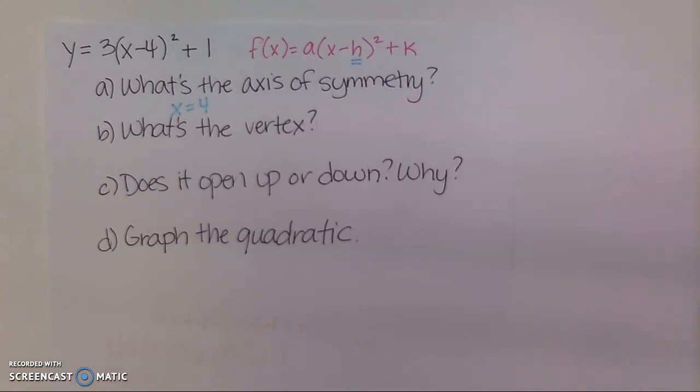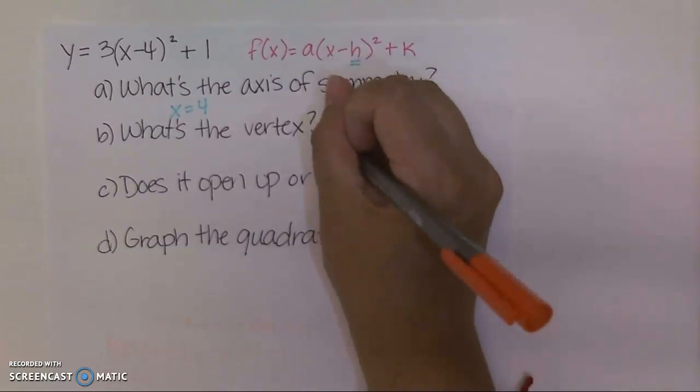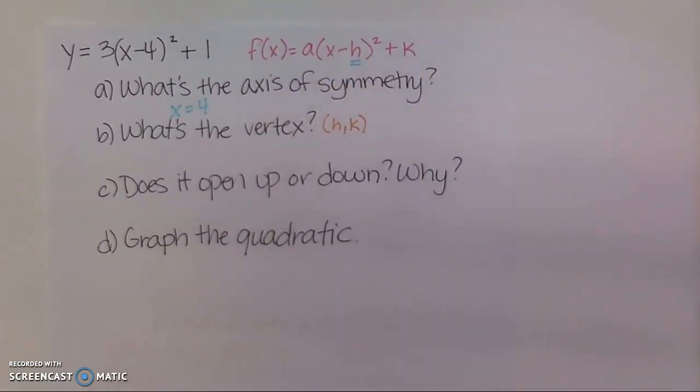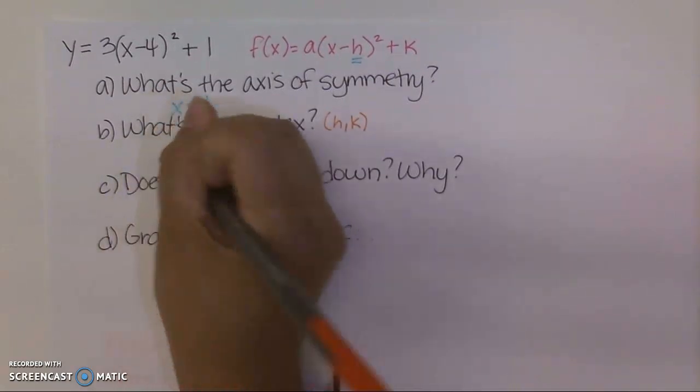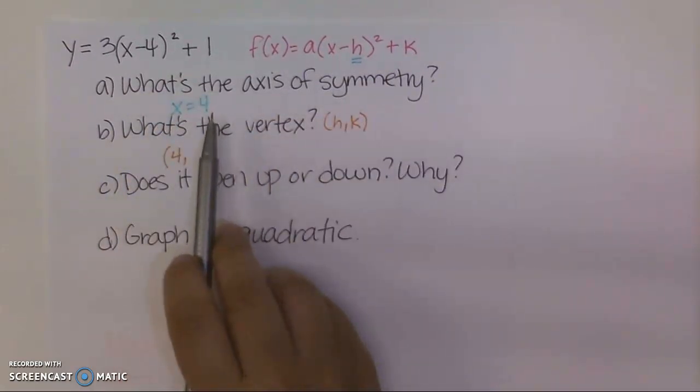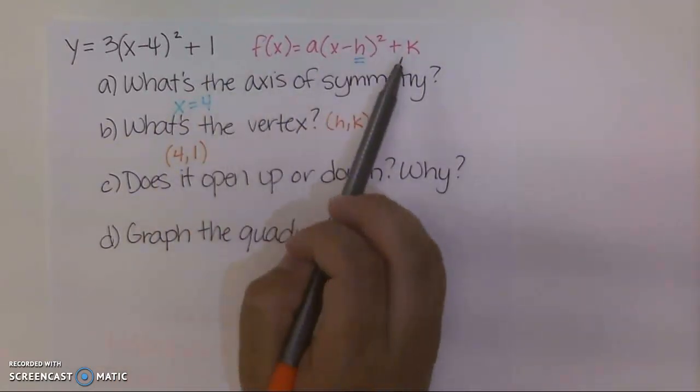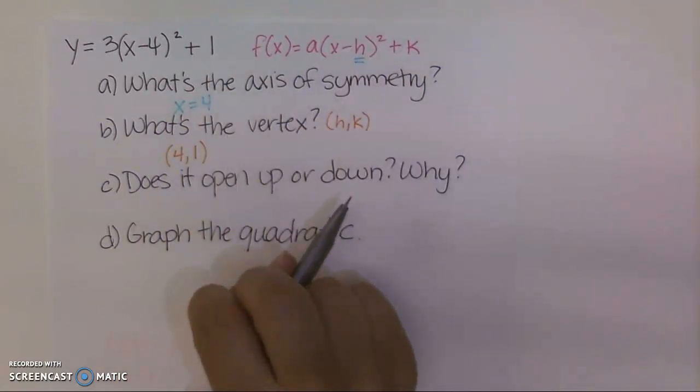Now looking at our vertex, it's always h comma k. So in this case, our h is 4. We already identified that from part A. And then 1. The 1 corresponds with the k in our formula.